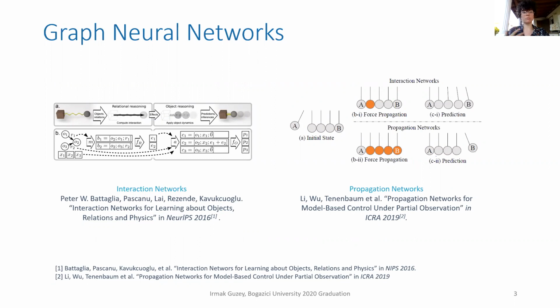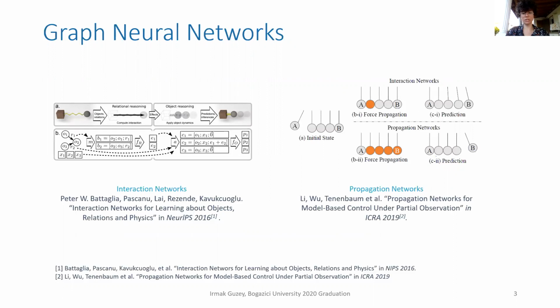Both interaction networks and propagation networks are different variations of graph neural networks, and in environments with multiple interacting objects, interaction networks take objects and relations as input, and it first computes the effect of subsequent objects towards each other by using relational reasoning between them, and then it applies object dynamics to predict the future state of the environment.